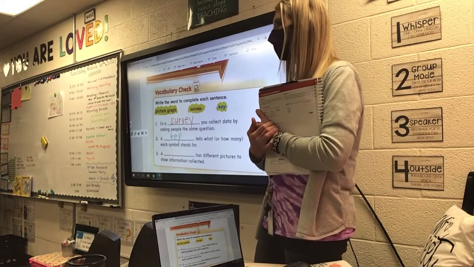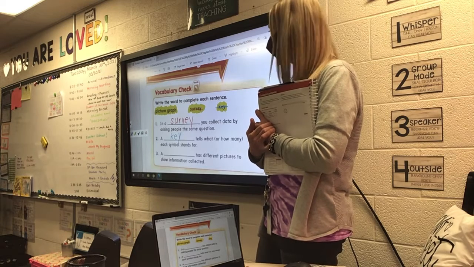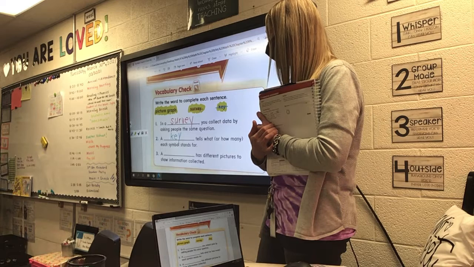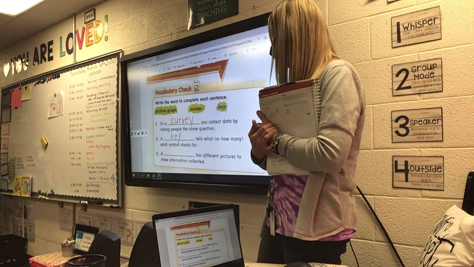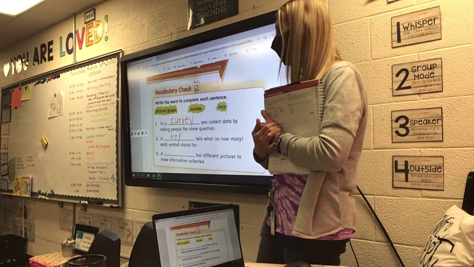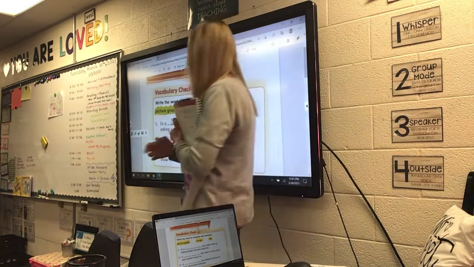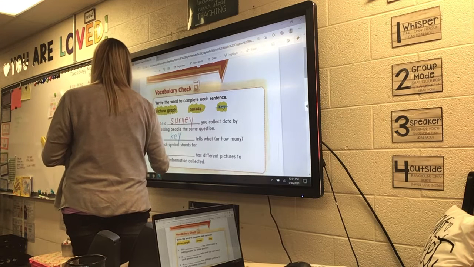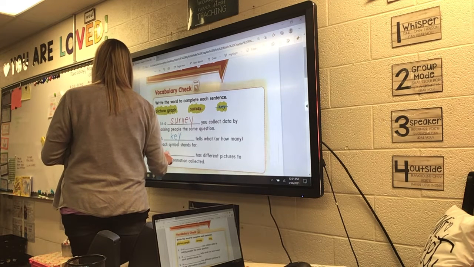Lewis, read number 3. A blank has different pictures to show information. So what is that called? So the picture graph has different pictures. Remember, that's why it's called a picture graph or a pictograph.